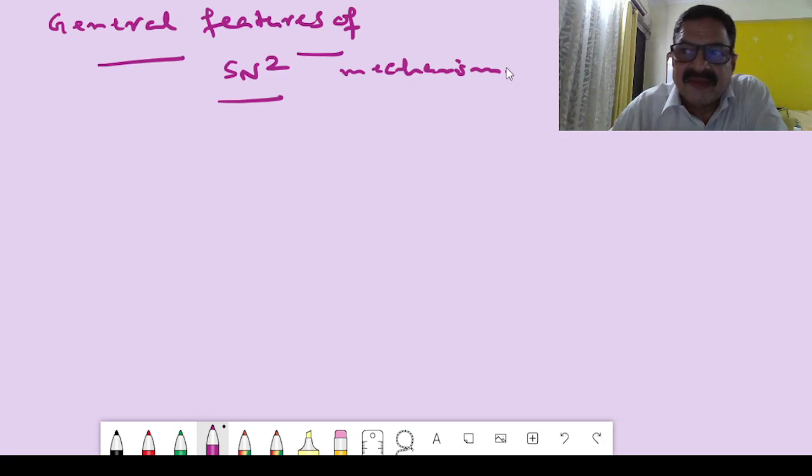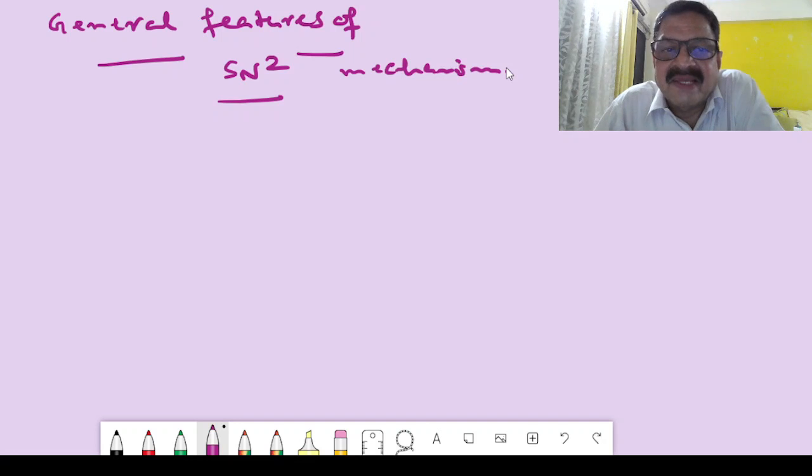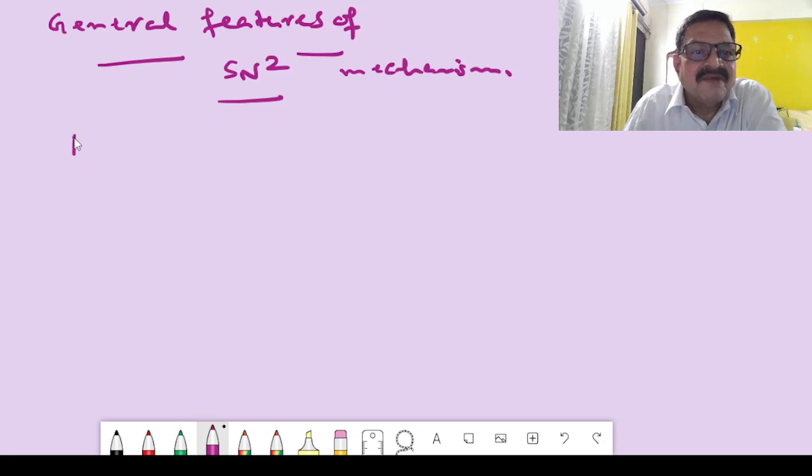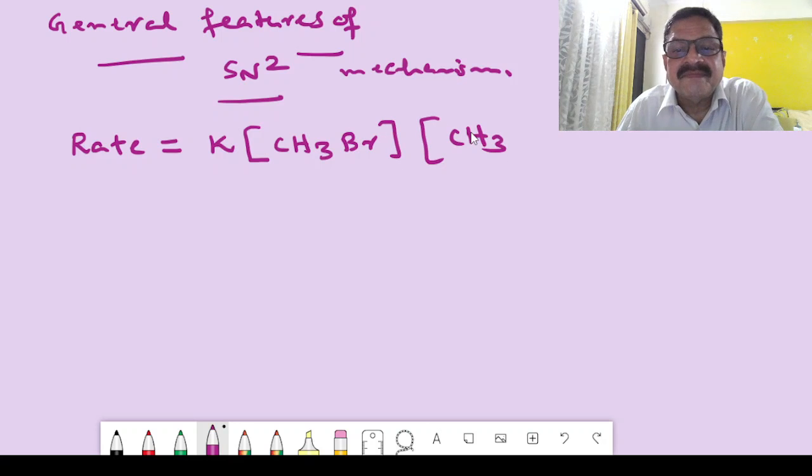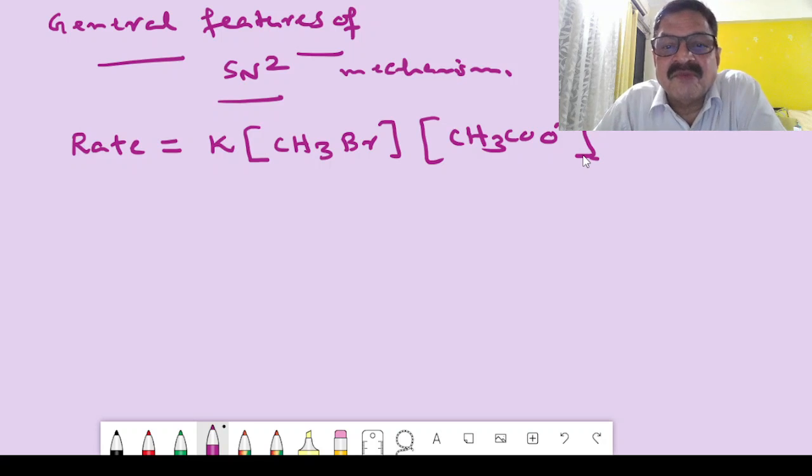First thing is the kinetics. We have seen it's second order kinetics. SN2, second order kinetics, so the reaction is a bimolecular reaction. Now let us see how the rate of the reaction depends upon the concentration of the reactants, that is bromomethane and this acetate anion, CH3COO minus. So the rate is dependent upon the concentrations of both these reactants. Only one step is involved here. We know that bond breaking and bond making occur at the same time.